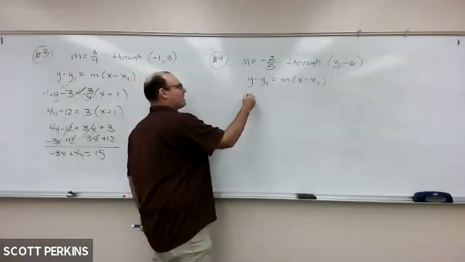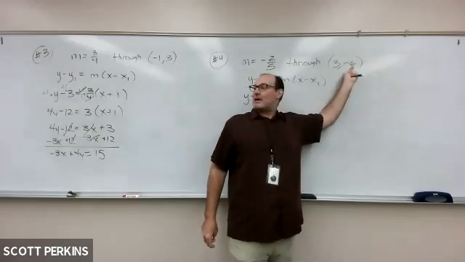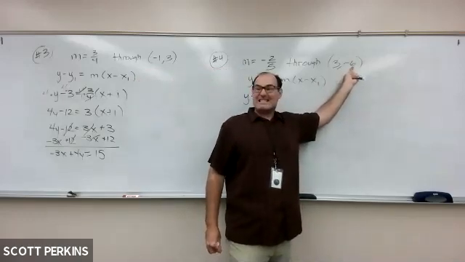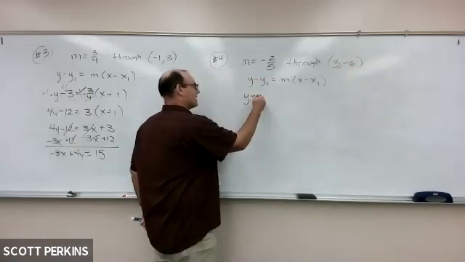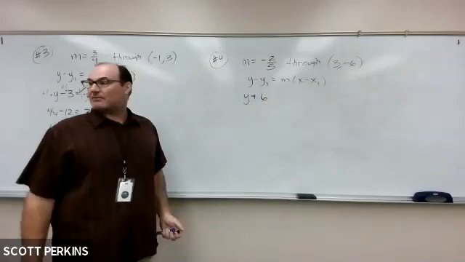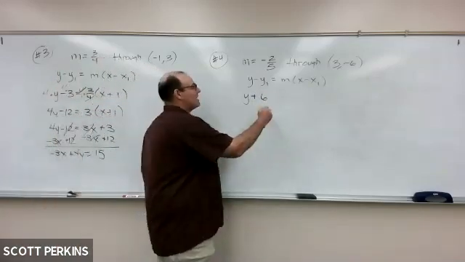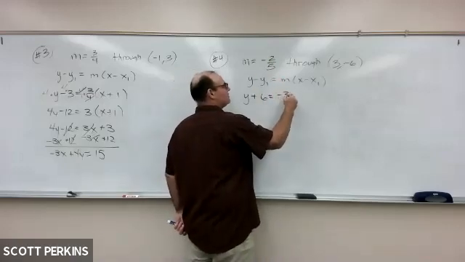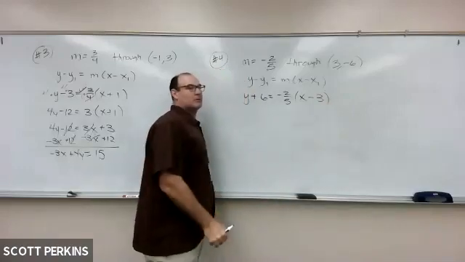So we have y minus the y value. The y value is -6. So what do I get when I have y minus -6? That's positive 6, yes. We subtract a negative number. Subtracting a negative, two negatives make a positive, y plus 6. Then I have my slope, which is -2/5. And then I have x minus 3.